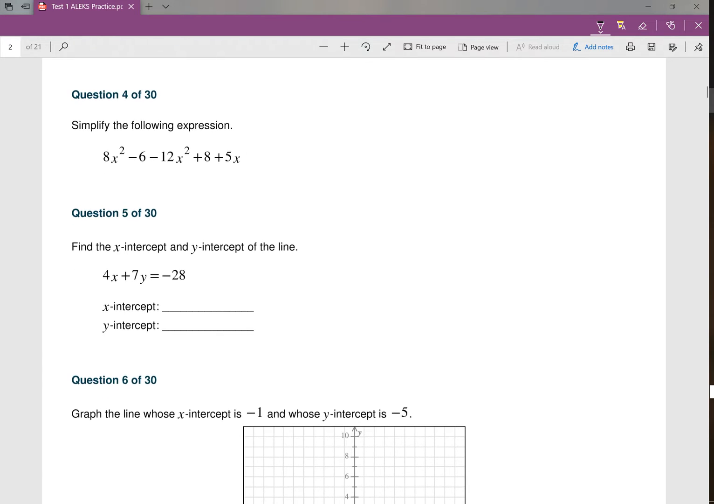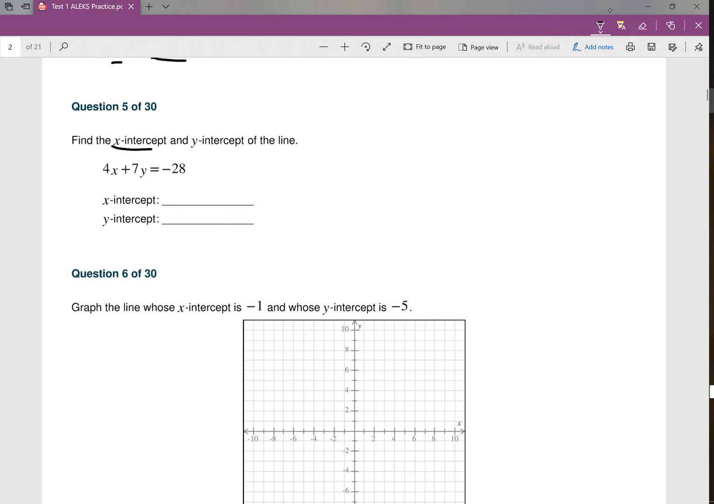The next question says simplify the following expressions. So you're going to take like terms and bring them together, group them together. So this gives you negative 4x squared, right? 8 minus 12. There's only a 5x, so we're going to put that loner by itself. And then lastly, if I owe you $6 and I give you 8, I overpaid you by $2. And that's all they want you to do there.